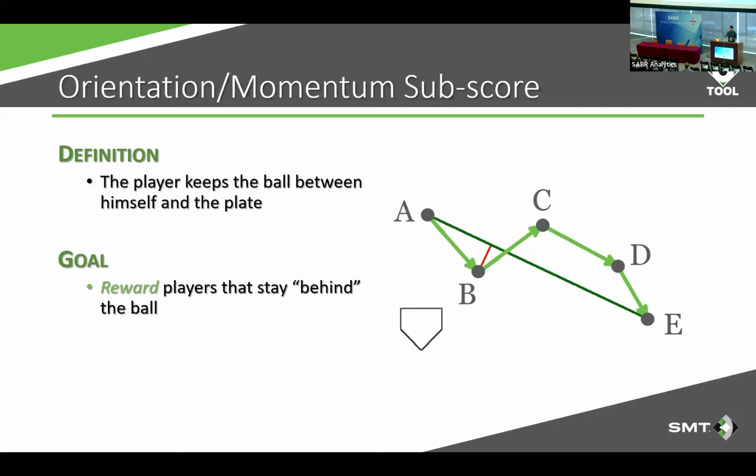Whereas if you're positioning yourself on the other side of the line as you run your route, then you're going to put yourself in a position where you maintain the ball between you and home plate. You're always going to keep the ball in front of you. So with that, you're staying behind the ball, and that's what we want to reward.